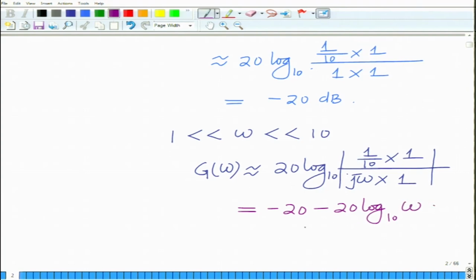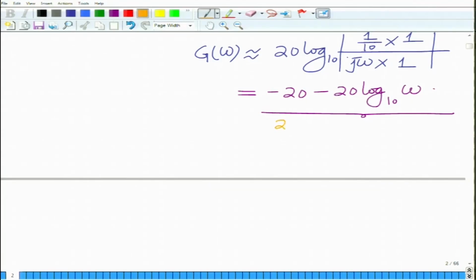Since the term 1 plus j omega is in the denominator, it starts decreasing at 20 dB per decade. So, in this term, you can see it decreases at 20 dB per decade.